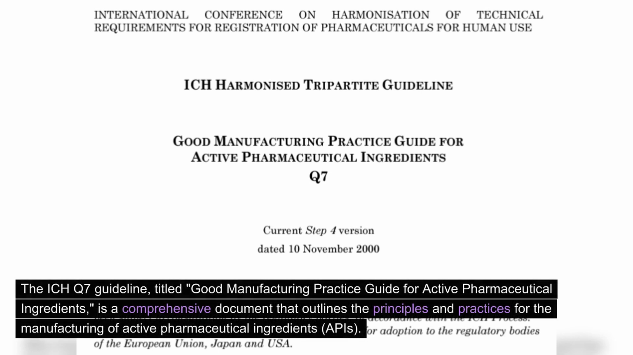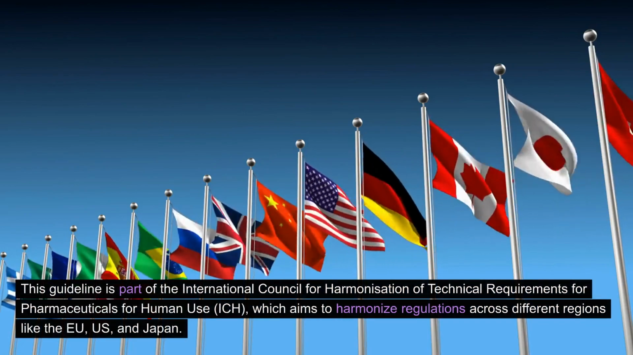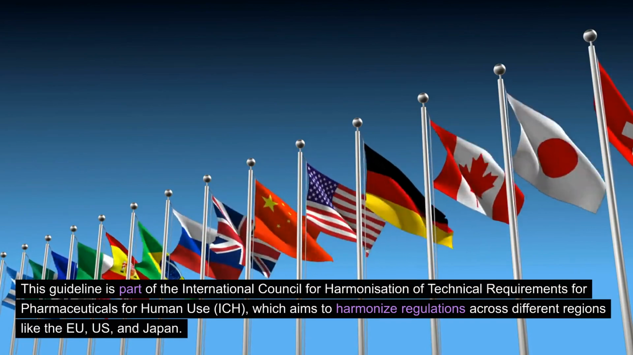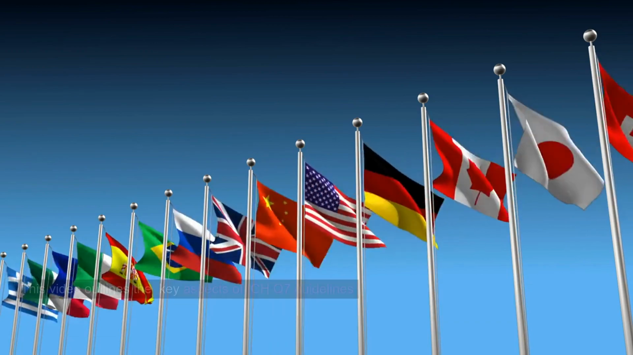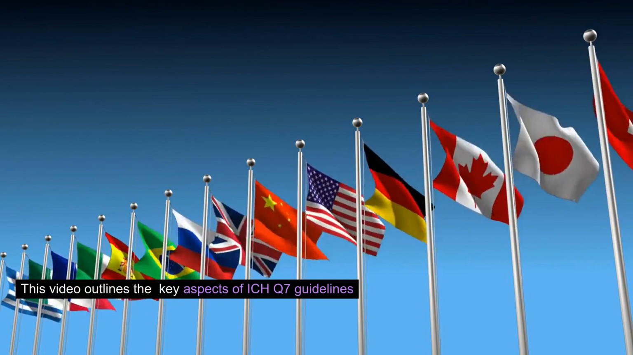The ICHQ7 guideline, titled Good Manufacturing Practice Guide for Active Pharmaceutical Ingredients, is a comprehensive document that outlines the principles and practices for the manufacturing of active pharmaceutical ingredients, APIs. This guideline is part of the International Council for Harmonization of Technical Requirements for Pharmaceuticals for Human Use, ICH, which aims to harmonize regulations across different regions like the EU, US, and Japan. This video outlines the key aspects of ICHQ7 guidelines.